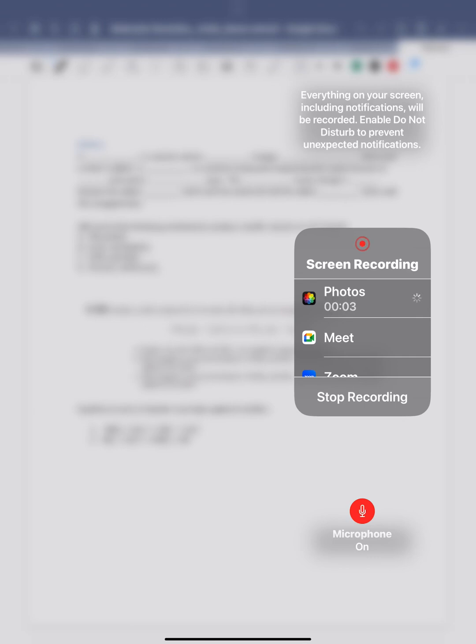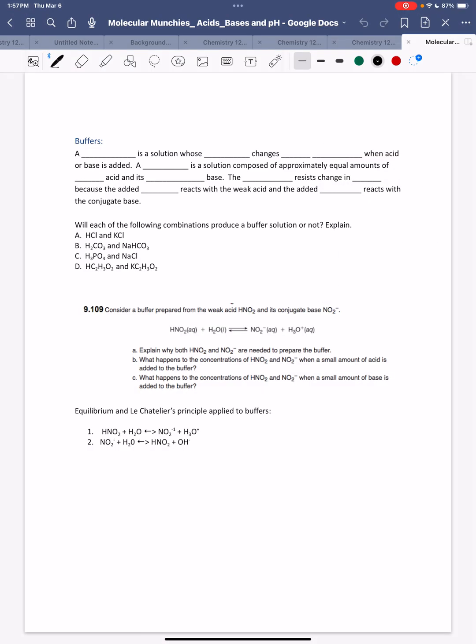Good afternoon, class. We're going to finish up acids and bases with our last concept of buffers.